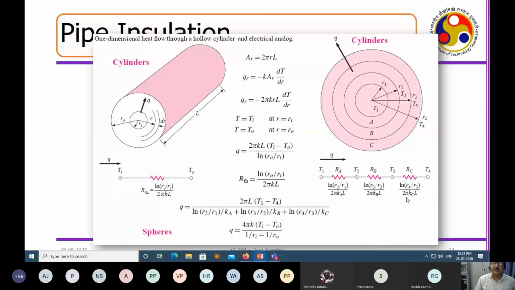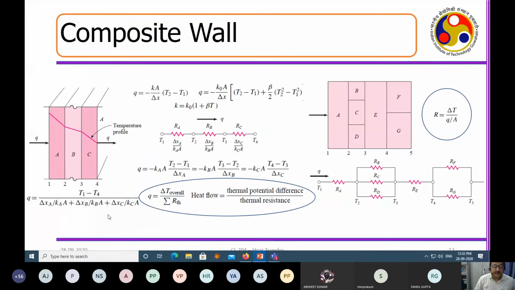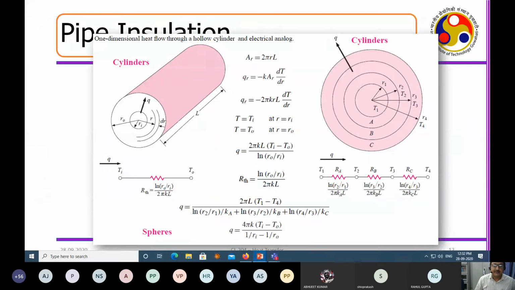And what is there in the numerator? 2 pi L into (T1 minus T4). So T1 minus T4 is the total temperature difference. T1 is the inner fluid, T4 is the outer fluid, and you have multiple levels of, say, insulation. This is the pipe wall, this is the inner insulation, this is the outer insulation. That can be converted to a single equation like this, which is the corresponding form of heat transfer through a cylindrical surface. This was the corresponding form for heat transfer for a rectangular surface with a rectangular cross section.